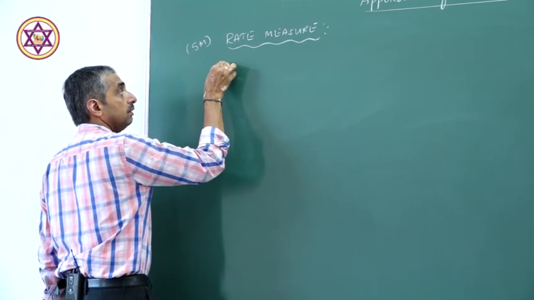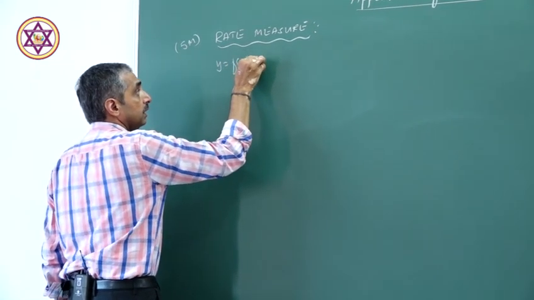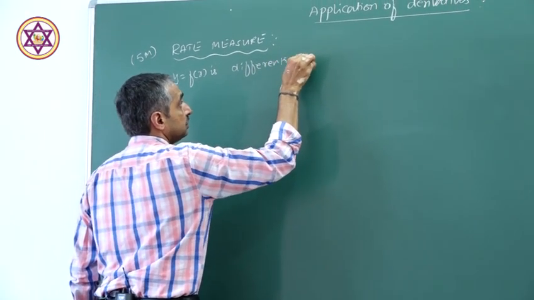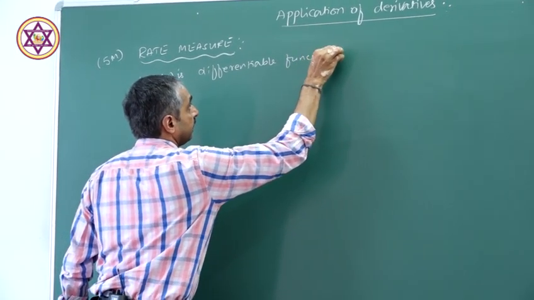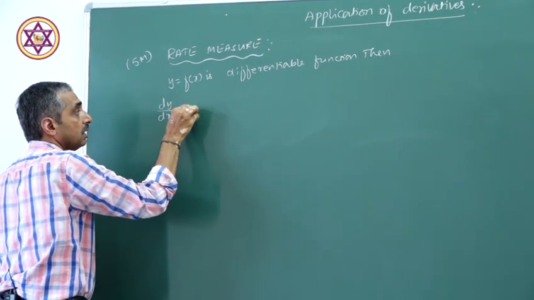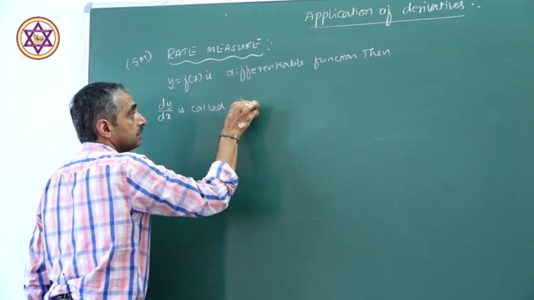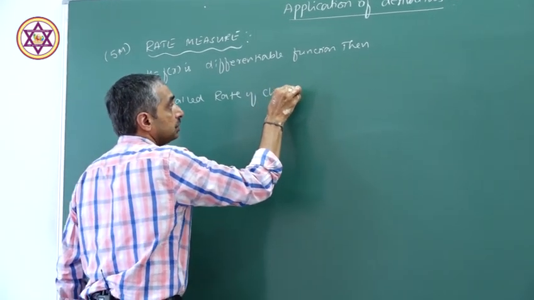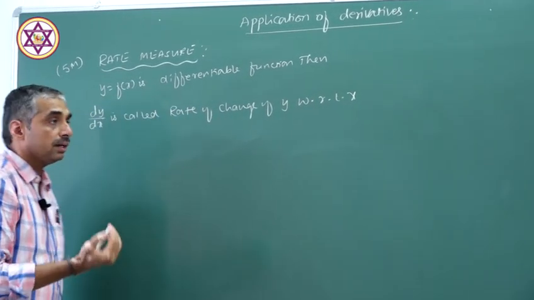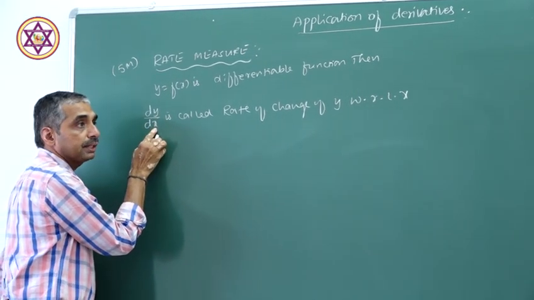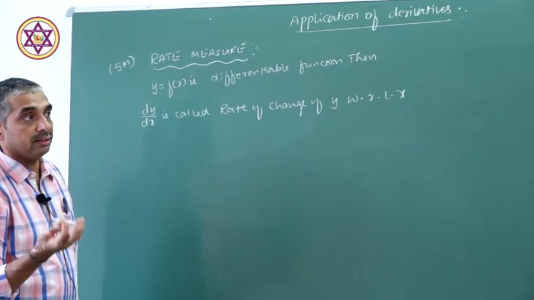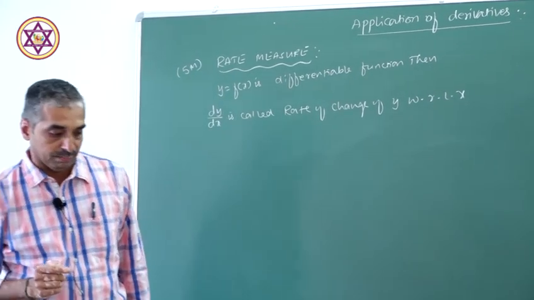If y is equal to f of x is a differentiable function, then dy by dx is called the rate of change of the variable y with respect to x. You have seen different cases of the rate at which one variable changes with respect to another variable.